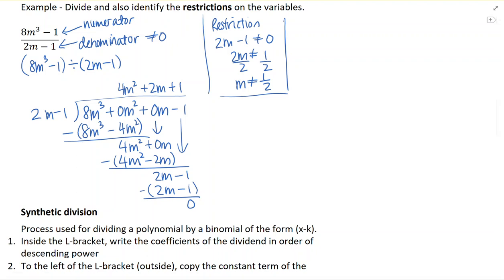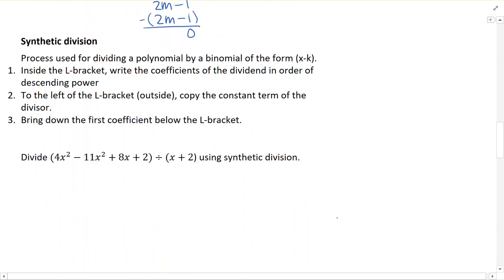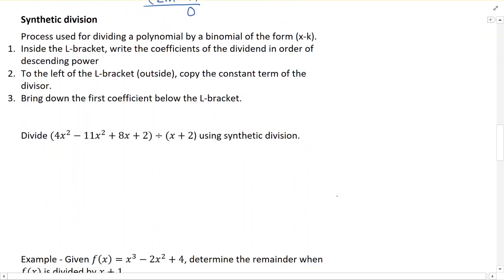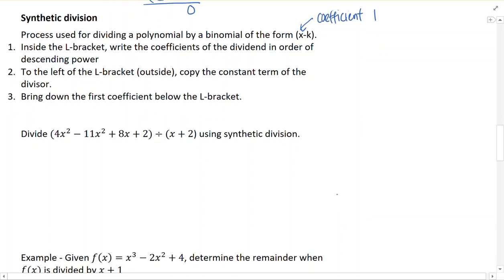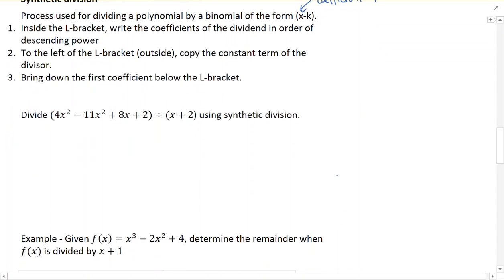All right, so now that we've looked at long division, we're going to move on to something called synthetic division. Now, this is just a different way of doing the same thing. In this particular case, you're dividing a polynomial by a binomial in the form of x minus k. So be very careful here. This x has a coefficient of 1. If it doesn't have a coefficient of 1, it won't really work. Then you'll have to go back to long division, okay? So there's a couple steps here. First step is you will be setting this up in an L bracket.